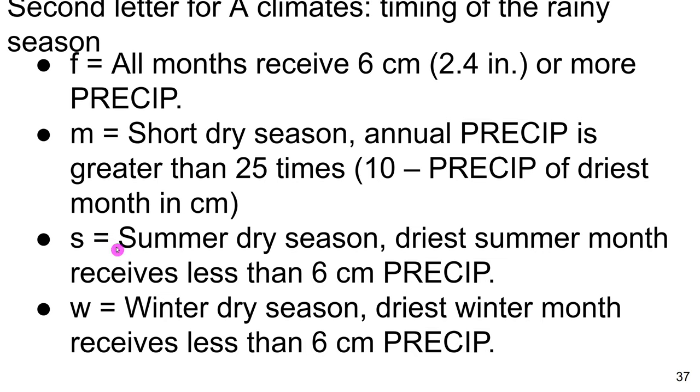I think these are pretty easy to remember, because S is summer dry, W is winter dry, F is feucht, wet year round, and M is for monsoon. So at least there's something that my brain can stick a hook into and hang on to. F, feucht, wet year round, M, monsoon, S, summer dry, W, winter dry.